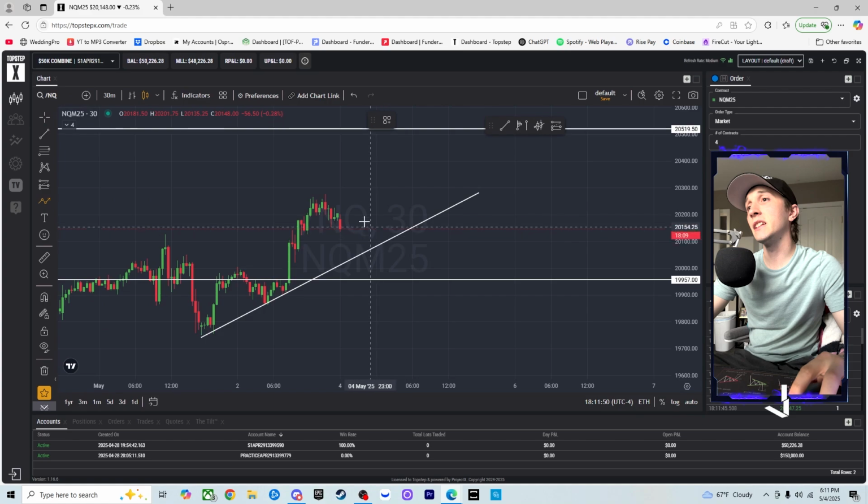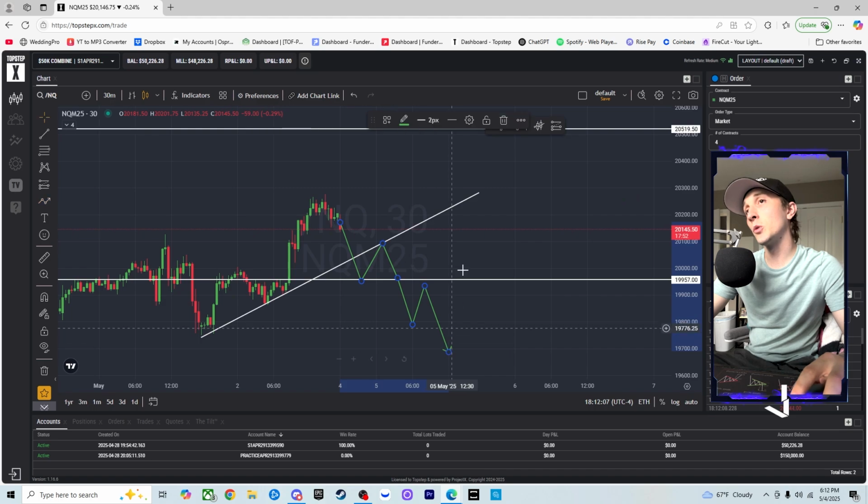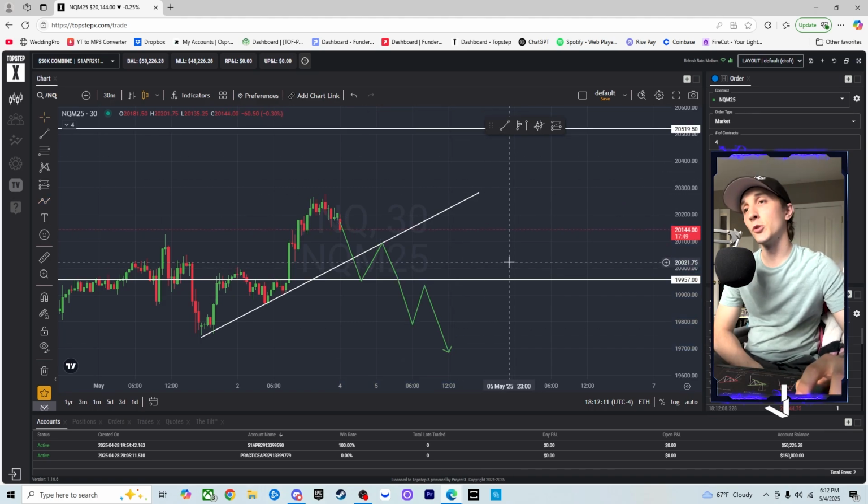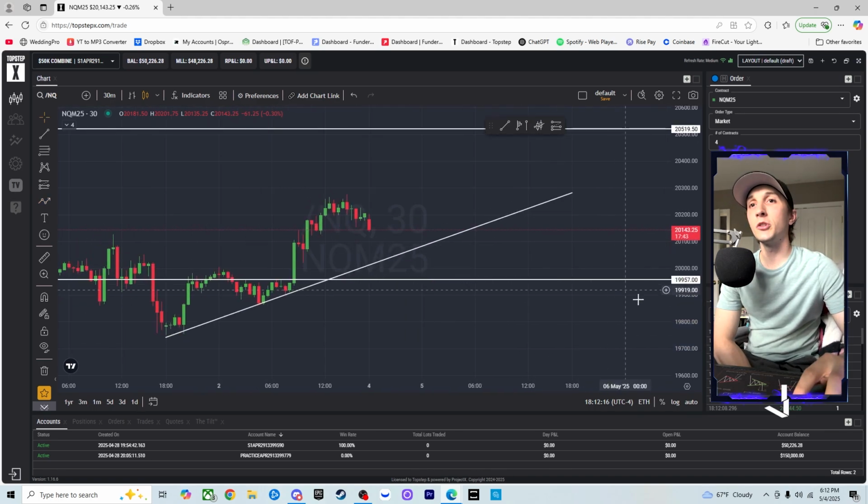If we come all the way down to the 19,950s and we do get a bounce there, we're possibly looking at a retest of this trend line. If we do come up to that trend line, there's a chance that we could reject off of that yet again and then potentially continue this thing back down lower. There's always that chance as well. But as always, we can play both sides.